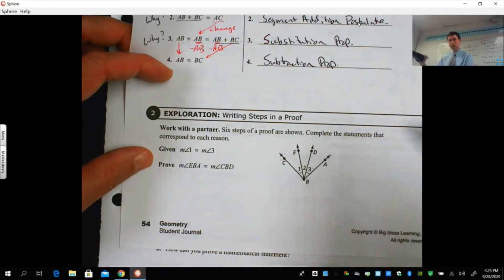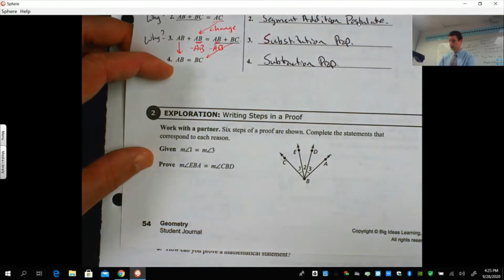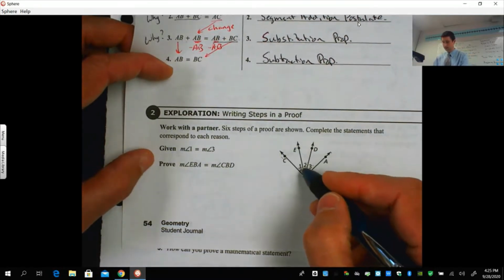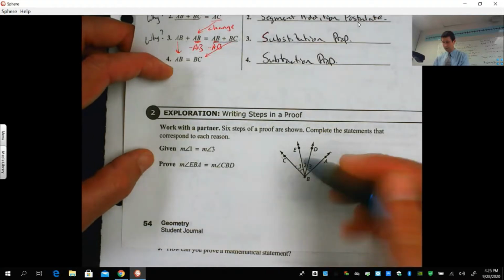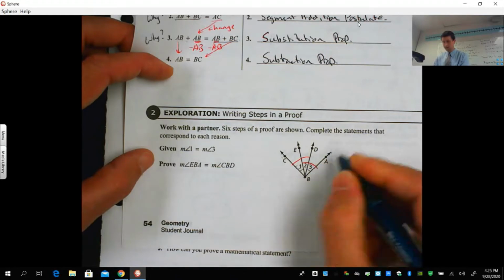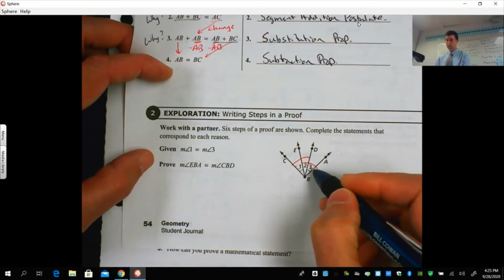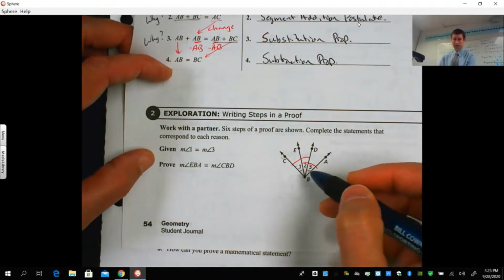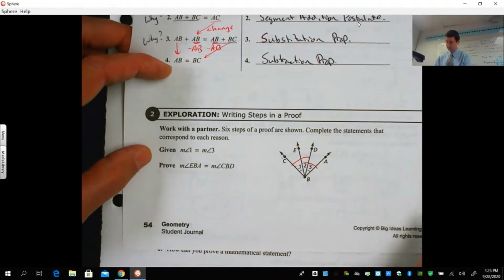So your brain should already be thinking, okay, what do I have to do to prove this? They want to know this big angle right here and this big angle right there. Well, if 1 and 3 are equal, both of those angles add 2. 2 is the same thing. That's how we're going to prove it.